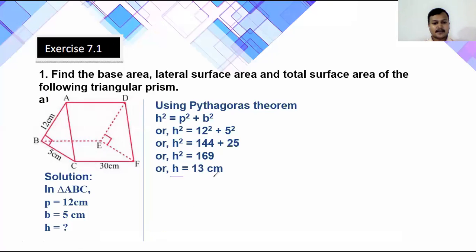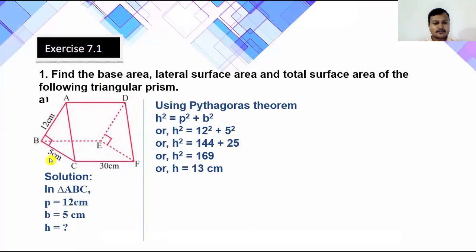Now we get all three sides of the triangle: hypotenuse, perpendicular and base. This one is 13 centimeter. So now we can find out the perimeter of triangle easily for our lateral surface area. It is said to find out base area at first. So we know the formula for area of triangle.